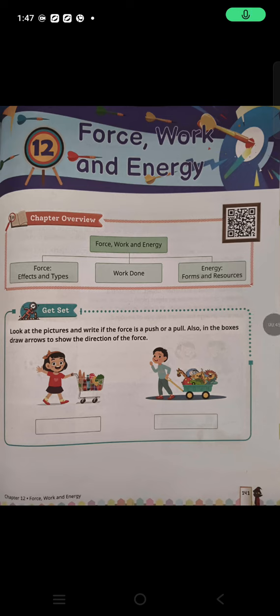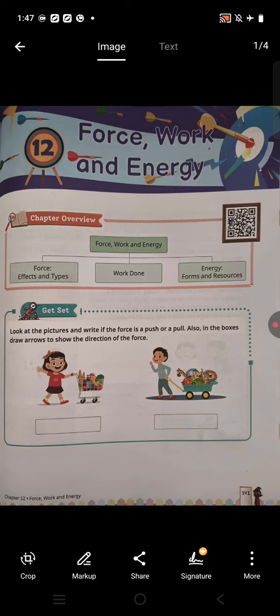Firstly, we are going to discuss the topic force. Before this, I want to ask a few questions. First is, push or pull which acts on an object is called? So my dear students, in your previous classes you studied that force is a push or pull on an object. So here the answer will be force.